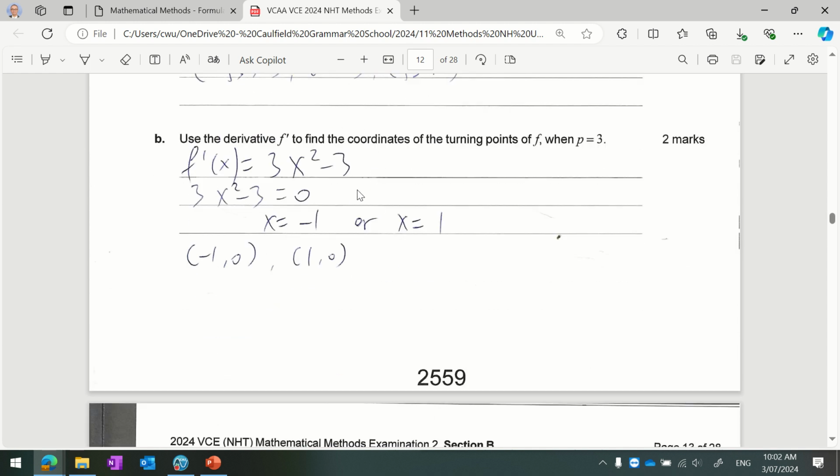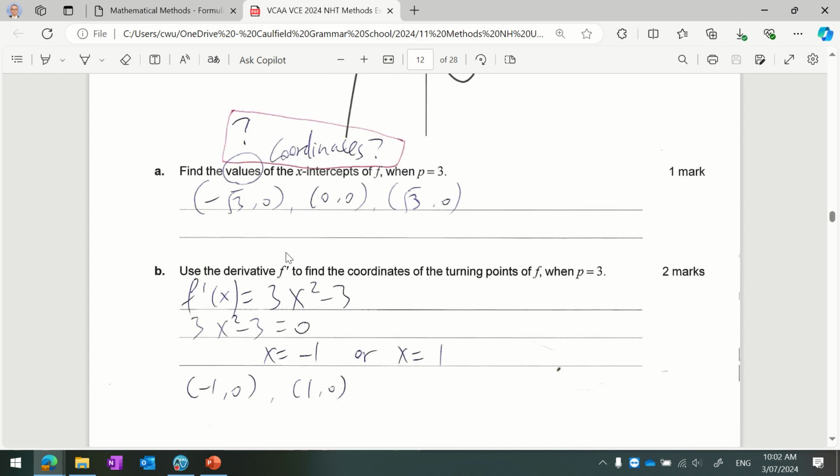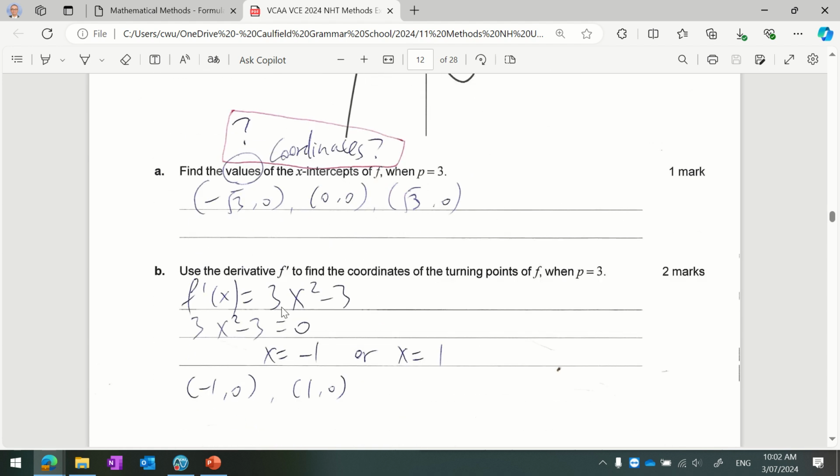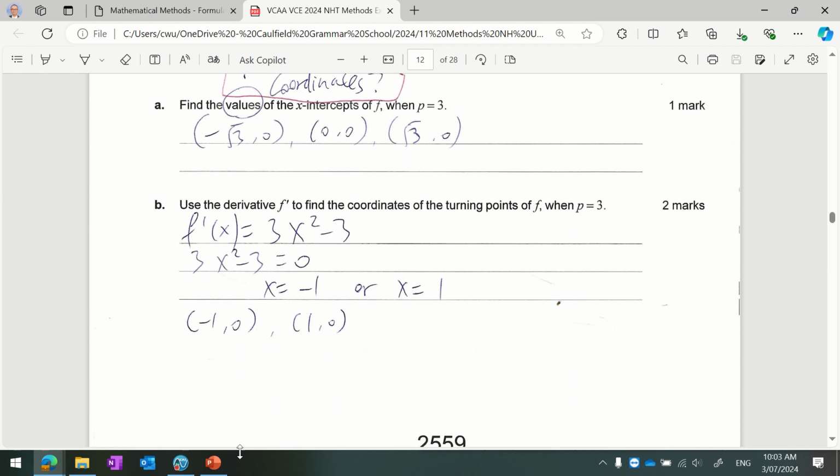All right, next question. Use the derivative f dash to find the coordinates of the turning point of f when p is 3. Since it's worth 2 marks, and the question says use the derivative explicitly, I am doing this by hand just to earn all the working out marks. Differentiating this doesn't really have any working out to do. You take the power down and subtract 1 from the power. Make it equal to 0 and solve, and you get x equals -1 or x equals 1, 2 answers. Then you put them into your function here.